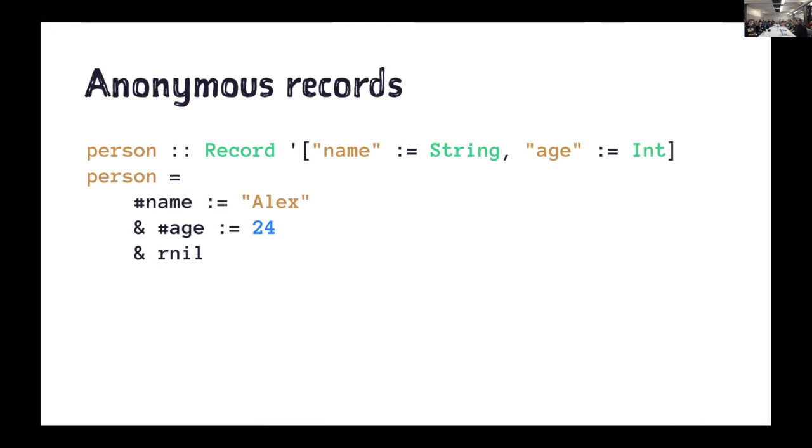If you now mistype age, for example with two E's, you would get a compile error. So that's all checked. Also, you can't put a string in age here.